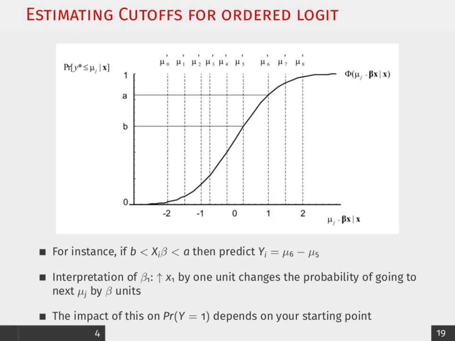So again, like I said, the impact of this is going to depend on your starting point. If you're starting down lower, a beta shift is going to equal a lower probability, right? We're going farther along this logistic function. Whereas if we're in the middle, a beta shift equates to a much larger shift in the probability of being in a given category.